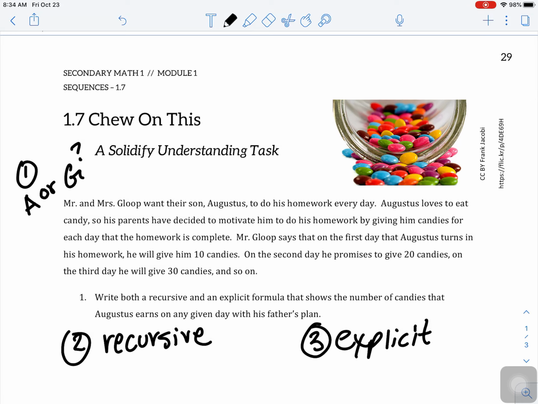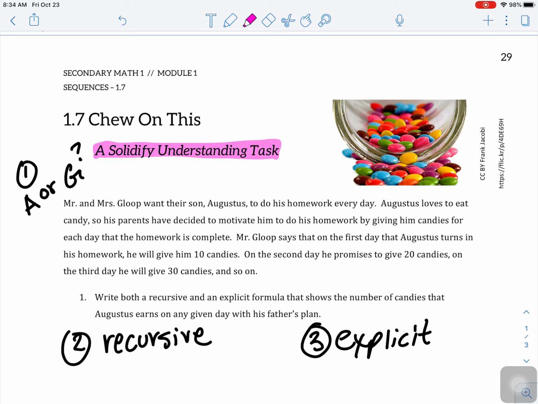Module 1.7, Chew on This, is a solidify and understanding task. So this is one of those tasks that's saying, all right, we're getting towards the end of the unit. We just want to give you a chance to make sure that you totally get it before we give you that test. And so it's giving you a chance to make sure that things make sense in your brain. So we're talking about candy again, and we're talking about Mr. and Mrs. Gloop. So we'll go ahead and read this story.